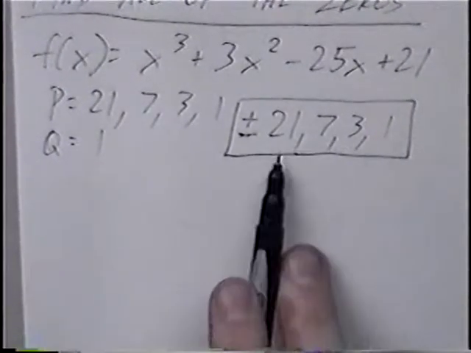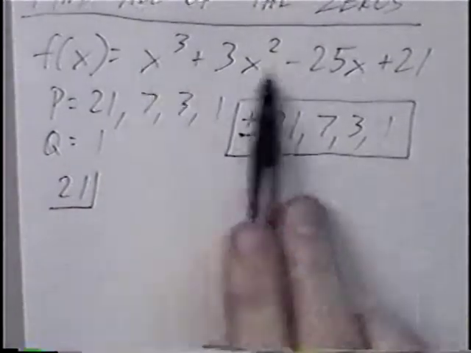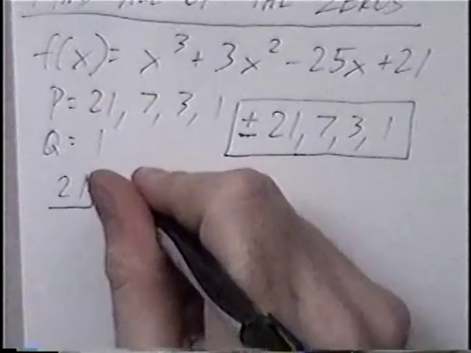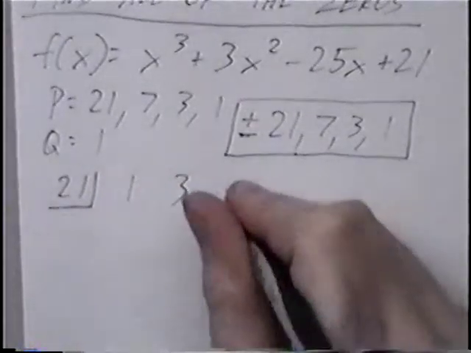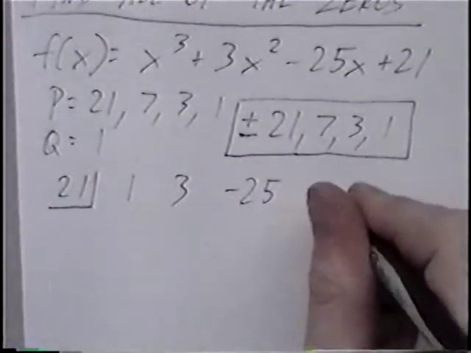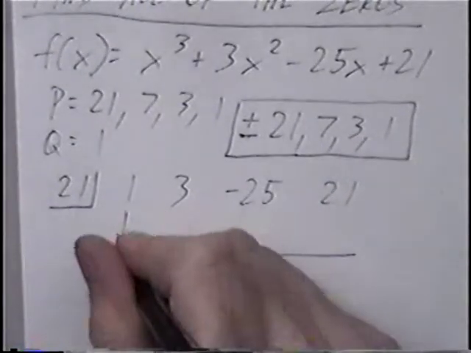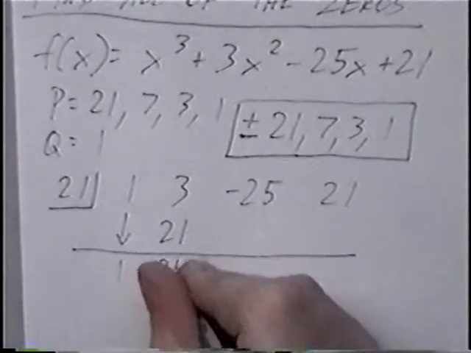Again, picking a number, for example 21. If it divides in evenly again to the function, it'll be a 0. If not, we'll have to find the other zeros. Coefficients would be 1, 3, negative 25, and positive 21. Dropping the first number down would be 1, and multiplying by 21 each time. 1 times 21 plus 3 would be 24.